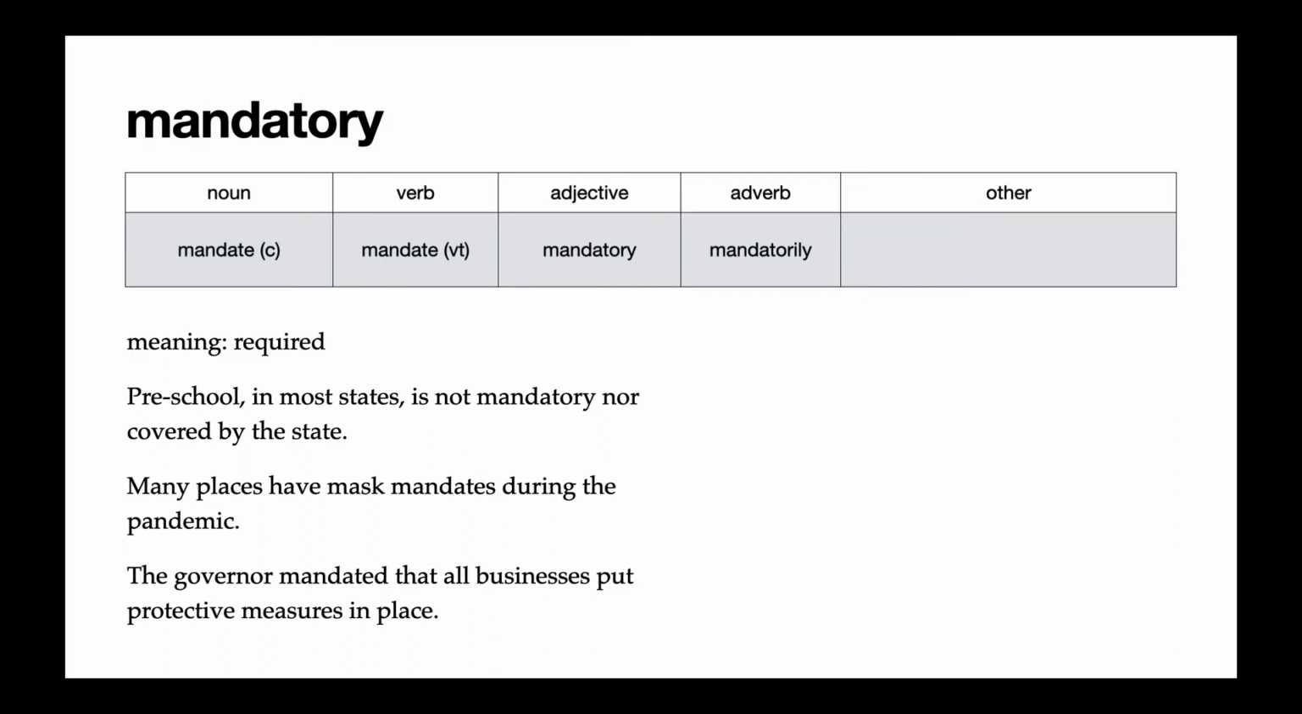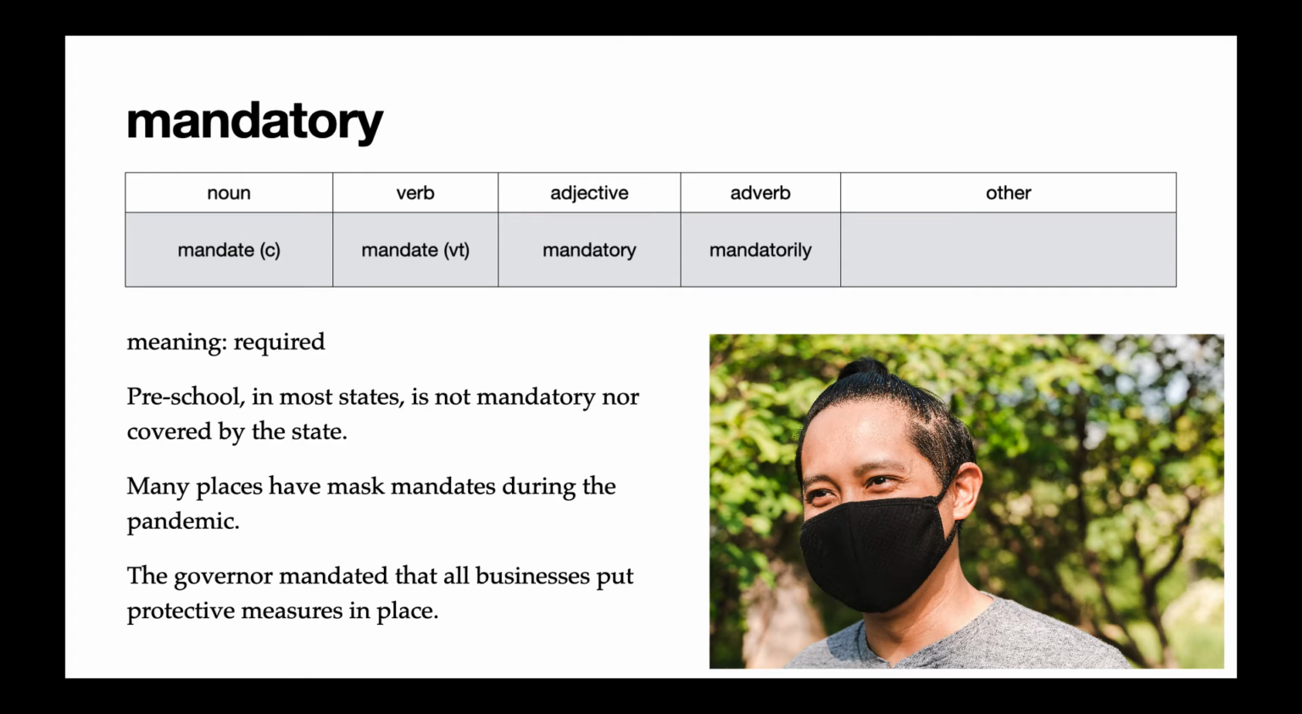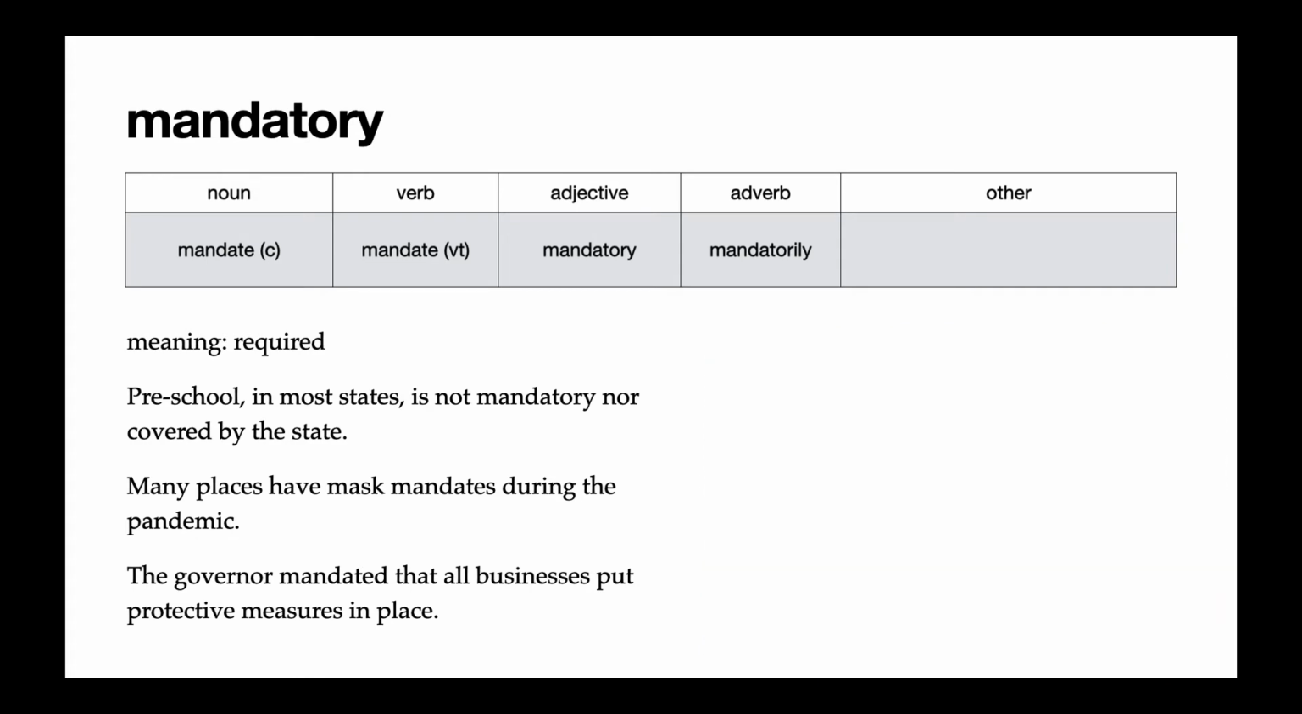Next, we have the adjective mandatory. Mandatory means it's required or necessary, so everybody has to do it. In the reading, we said preschool in most states is not mandatory nor covered by the state. That means preschool is not required. You don't have to go. Our second example shows the noun form, mandate. Many places have mask mandates during the pandemic. That means this is required. A mask mandate means everyone must wear a mask.